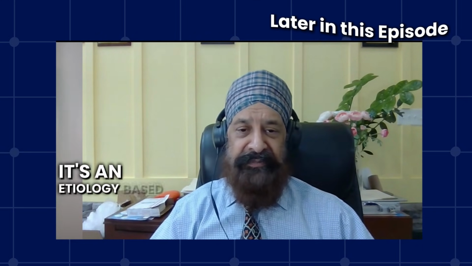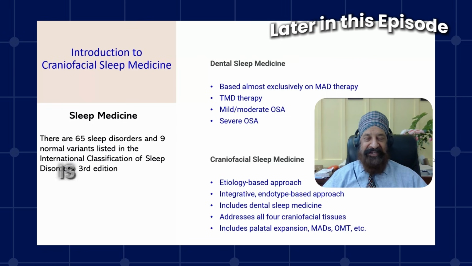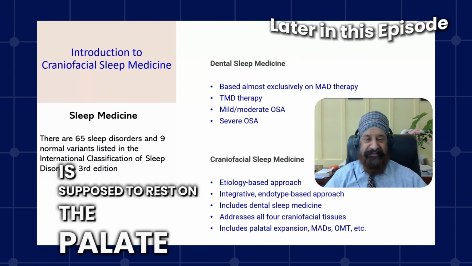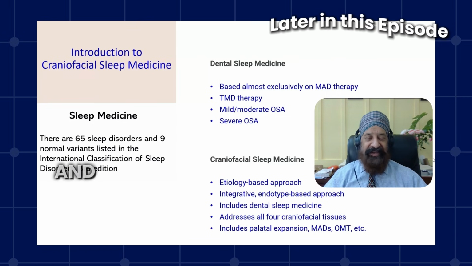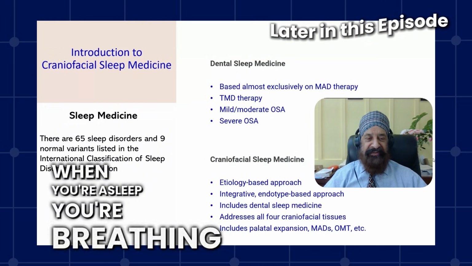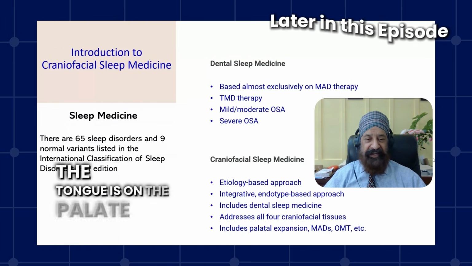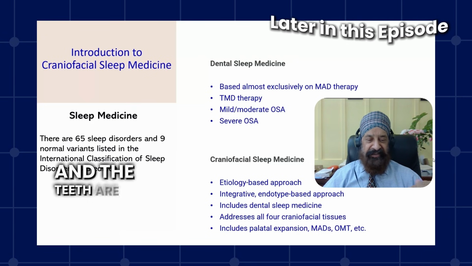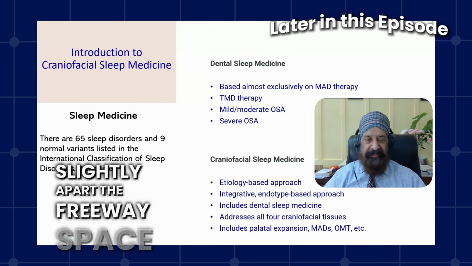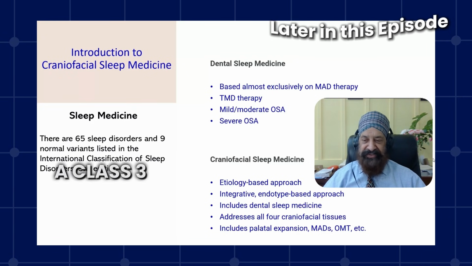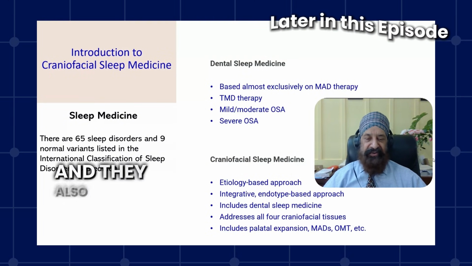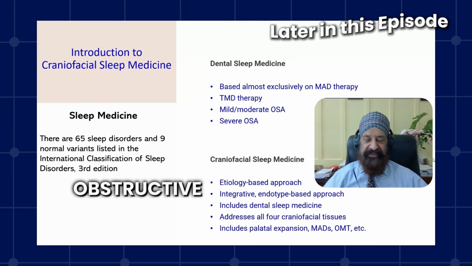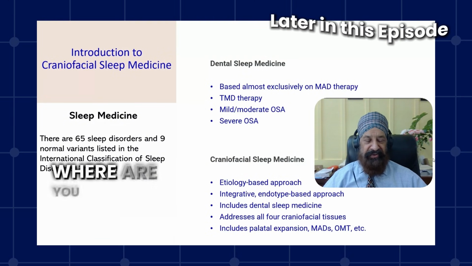It's an etiology-based approach. The tongue is supposed to rest on the palate whilst you're asleep. And classically, when you're asleep, you're breathing through your nose, the tongue is on the palate, the lips are gently in contact, and the teeth are slightly apart, the freeway space. If you have a patient with a class 3 malocclusion and they also have a diagnosis of obstructive sleep apnea, where are you going to put the mandible?